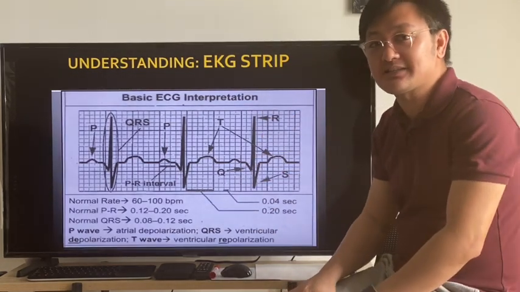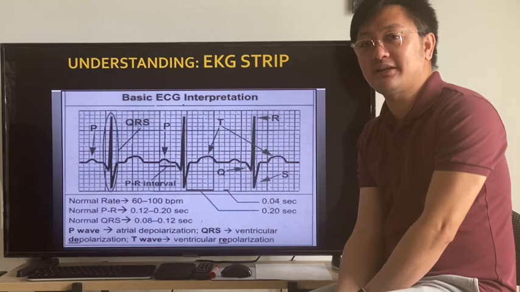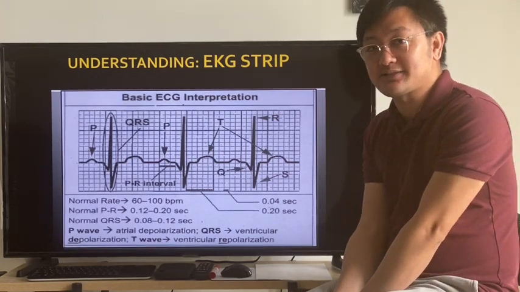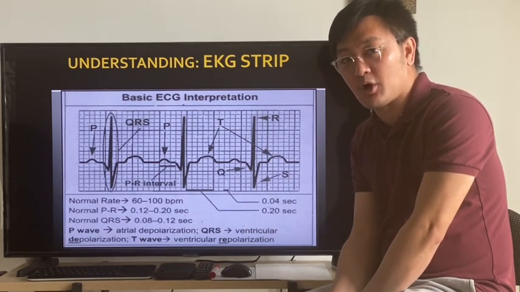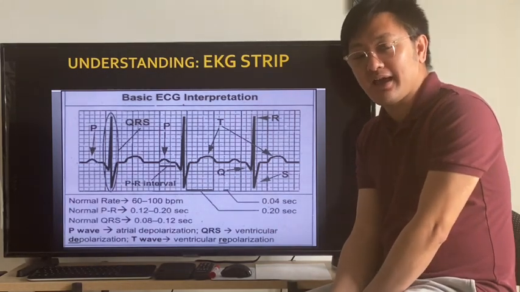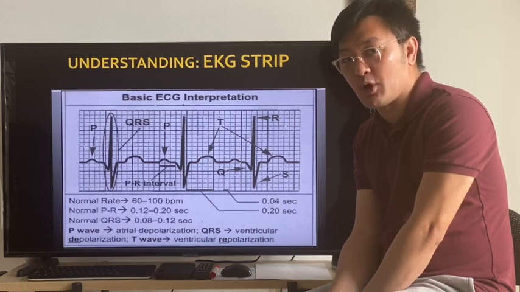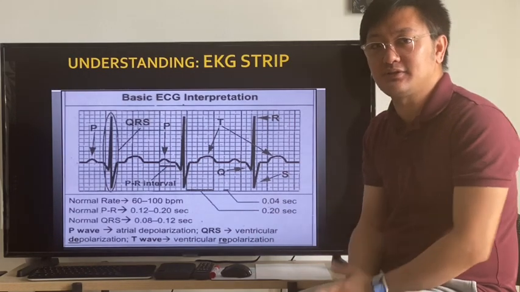Normal heart rate is 60 to 100. More than 100 is tachycardia. Less than 60 is bradycardia. The normal PR interval is 3 to 5 small boxes. Normal QRS is 2 to 3 small boxes. Those are things you need to remember.